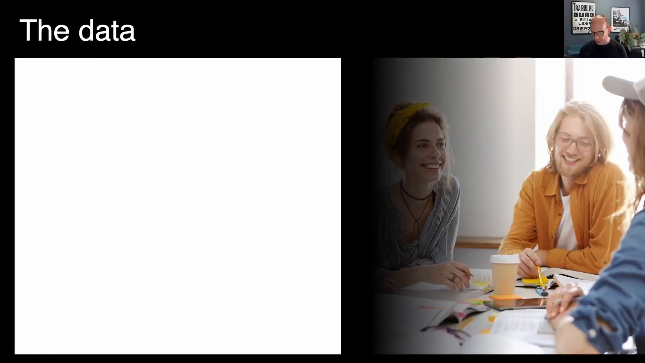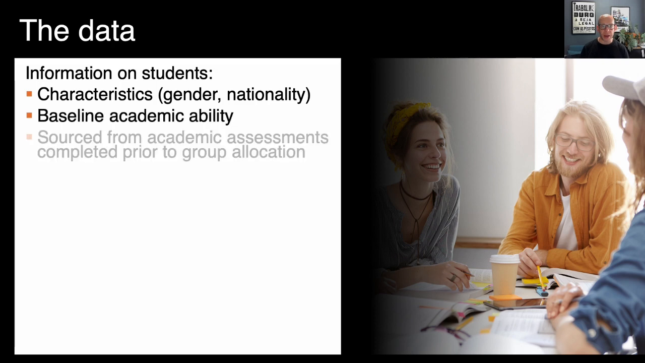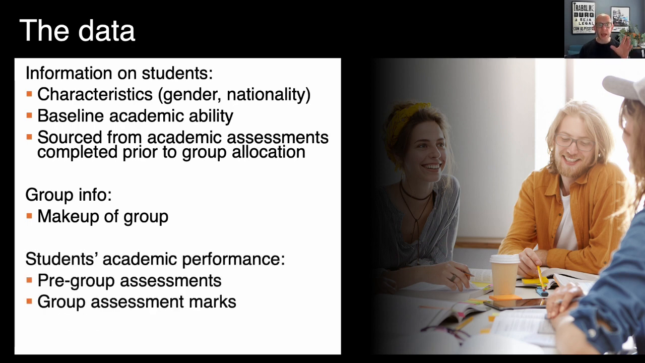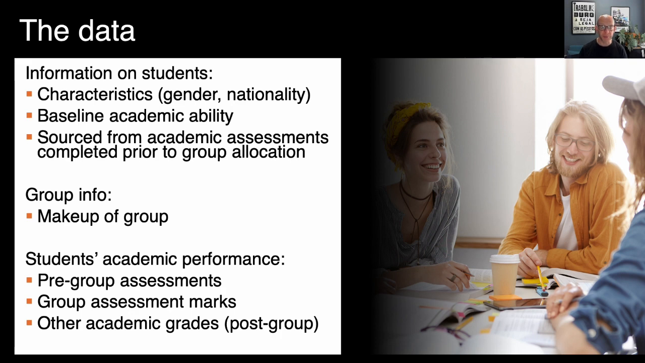From this data collection, we gather information on around 1,500 students and around 270 groups. So we have information on students' characteristics, gender and nationality, and this baseline measure of academic ability. We also have information on the groups that students are part of based upon the characteristics of the students within that: the gender diversity or international diversity of each group, and the general academic ability of members of the group. And we also collect information on students' academic performance. That is performance in group tasks, pre-group assessments, which are baseline level of academic ability, and also other academic grades, specifically the grades in the end of year exams.